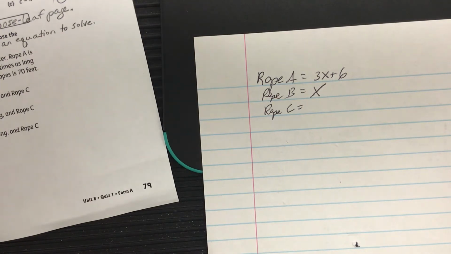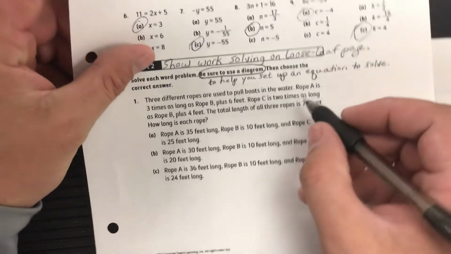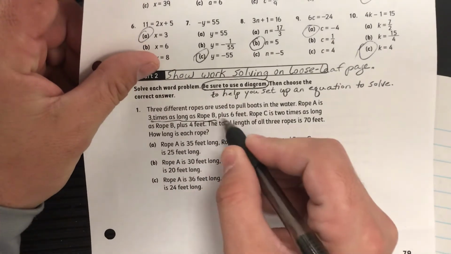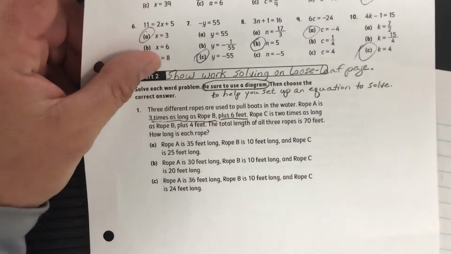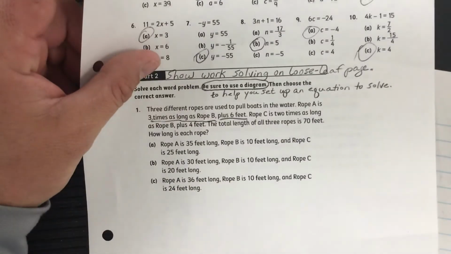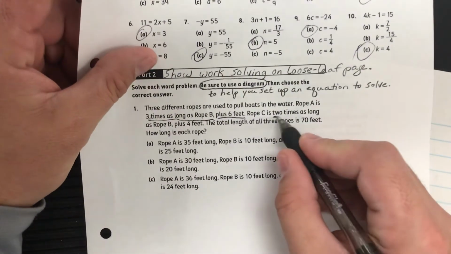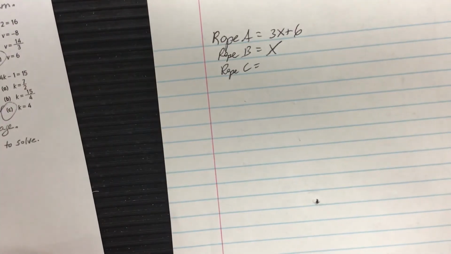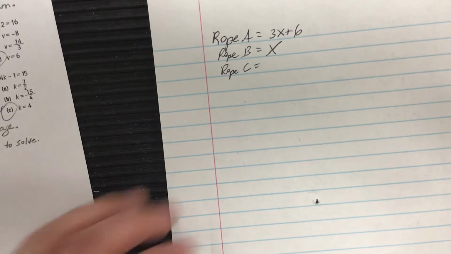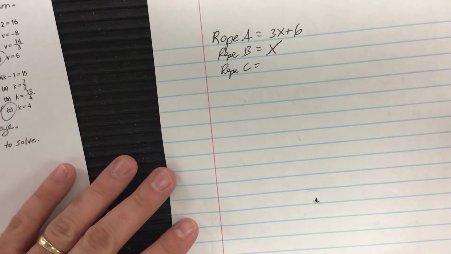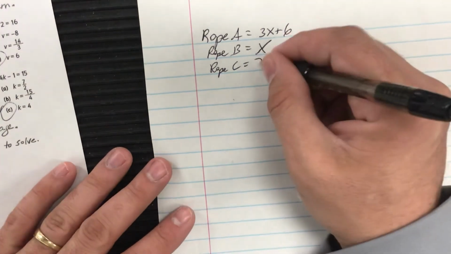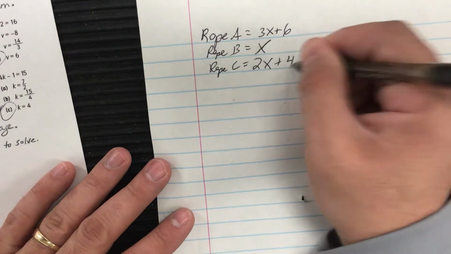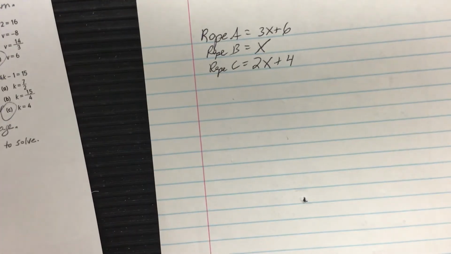It tells you in the problem: 3 times as long plus 6. You have to be able to write that. It literally spells it out for you. Rope C, it says 2 times plus 4. You should be able to write that out. Madison, 2 times rope B plus 4. Yeah, that's rope C. You have to have that equation.